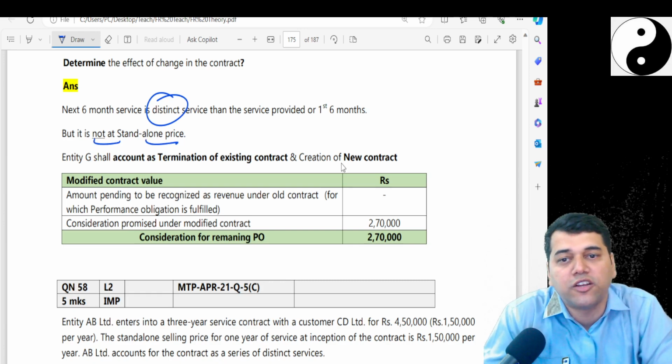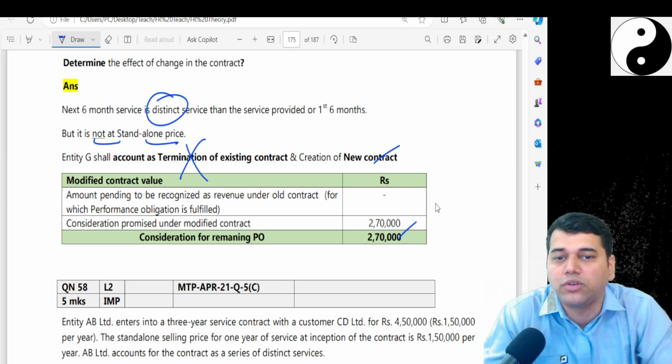But the price is not at a standalone price, so I will terminate the old and create a new. So 2,70,000 will be the new contract value.